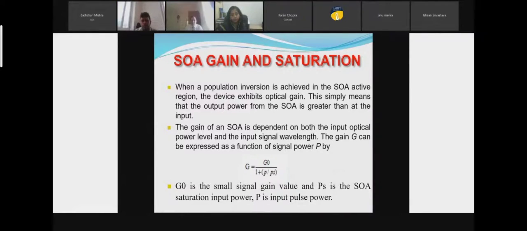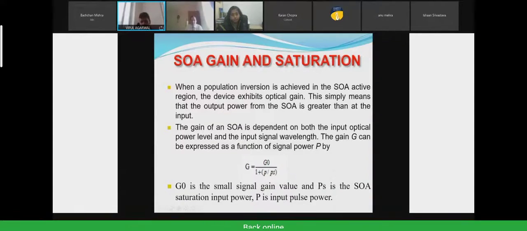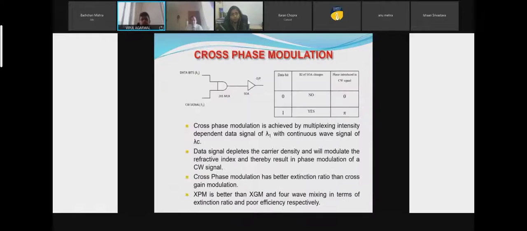So these are the basics of population inversion and all. Because of lack of time, I am not going into the details. Any questions you can ask me. So this is the concept that we have used. I will explain a little bit more how the phase is introduced.